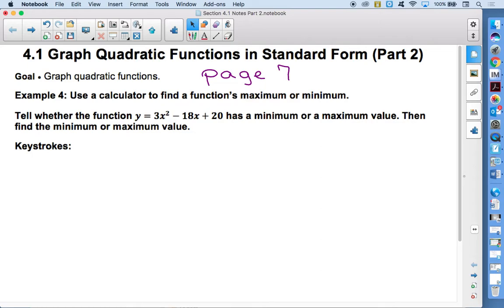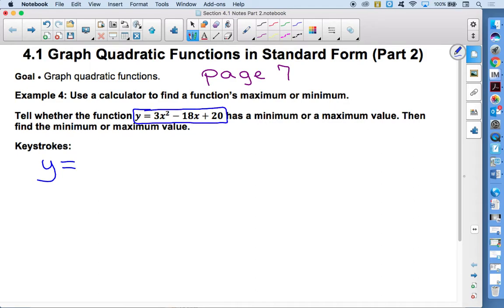and take out your calculator. So the first thing that we're going to do is go to the y equals button in your calculator, and you're going to plug in the equation. And the equation that we're using is the one that's given here, 3x squared minus 18x plus 20. We will then hit the graph button.